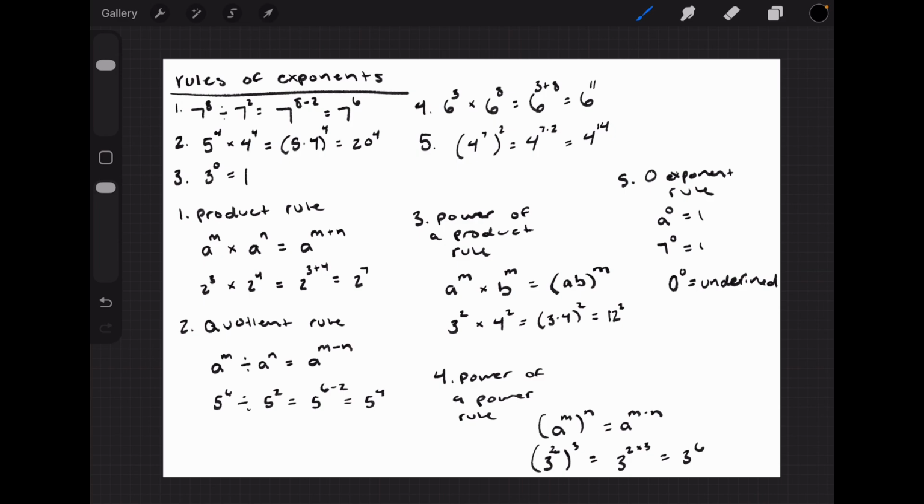So that's kind of a little bit about exponents and some few examples of that. So I hope you guys enjoyed and learned something.